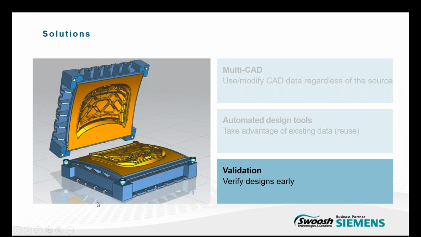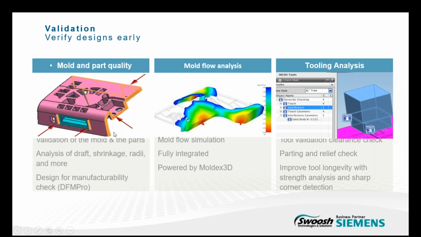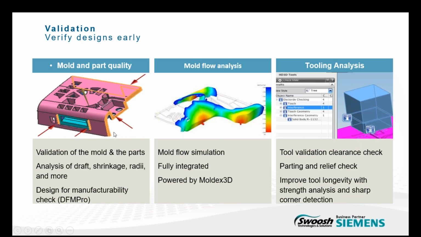So validation is the third part of this. Getting the job done right the first time depends on early validation of your designs. So we have various tools within NX for ensuring mold and part quality, including the ability to analyze draft, shrinkage, parting lines, cooling, and many others.